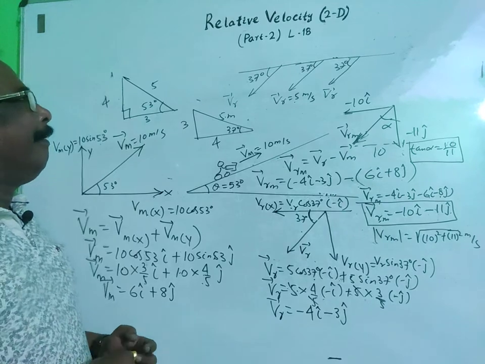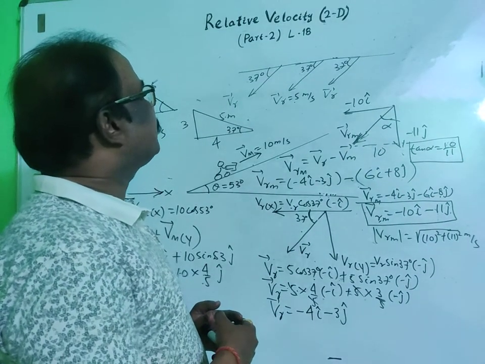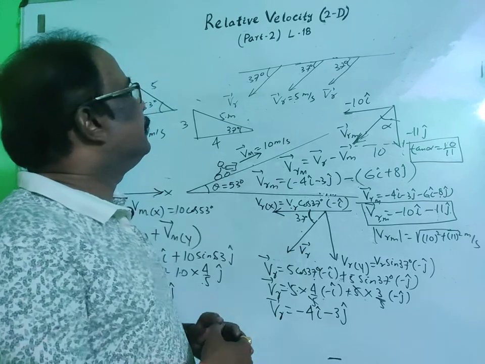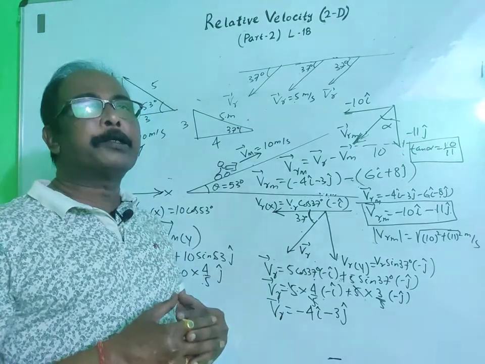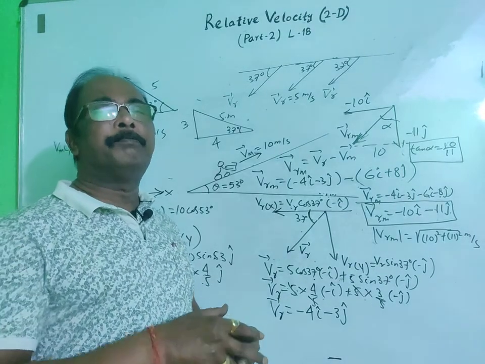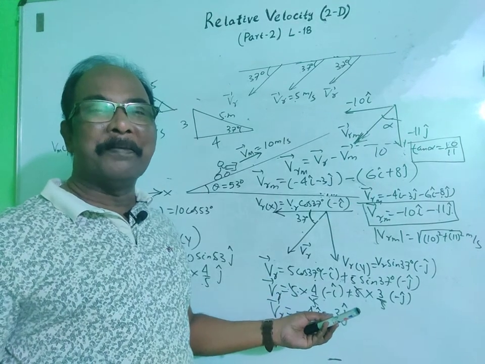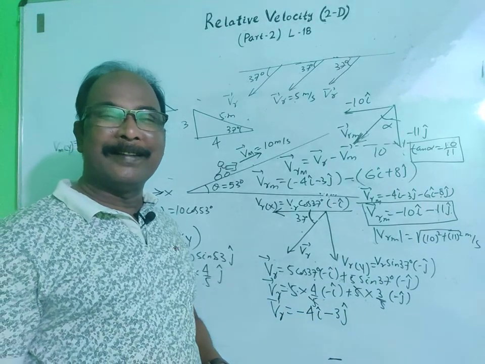This is about the relative velocity in two-dimensional motion part 2. In the next lecture, again we will discuss relative velocity in two-dimensional motion part 3: river and boat, or river and swimming man. Thanks, my children. Thanks.